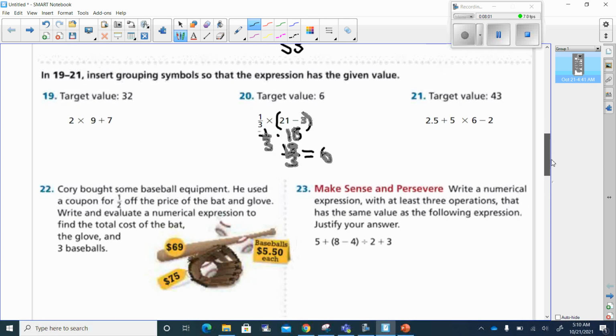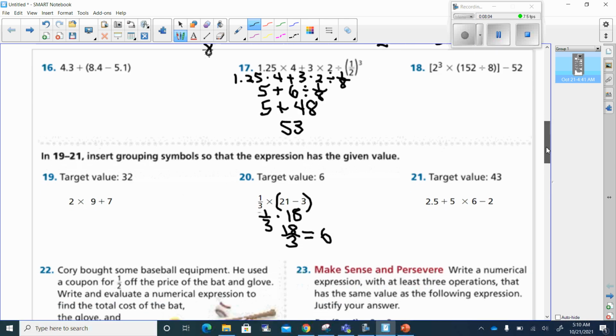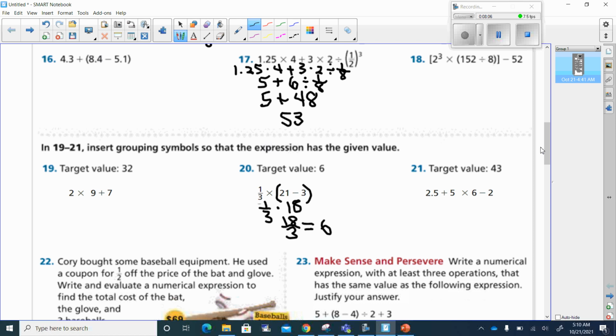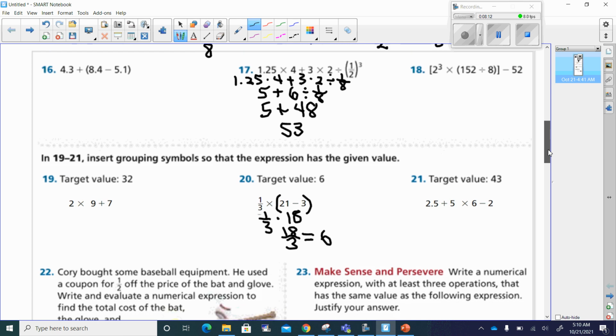Number 20, let's see, I'm sorry, I should have done 19 and 21. I'm going to leave that one for you guys to do, and then I'm going to go ahead and take care of, well, I'll tell you what, I was supposed to do 2 of these, so I will go ahead and take care of number 21 as well.